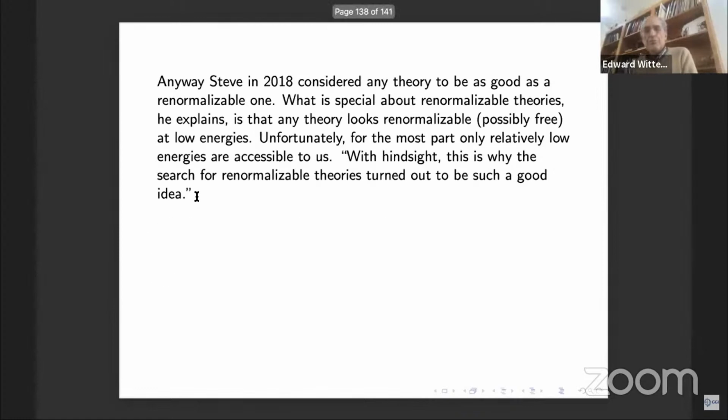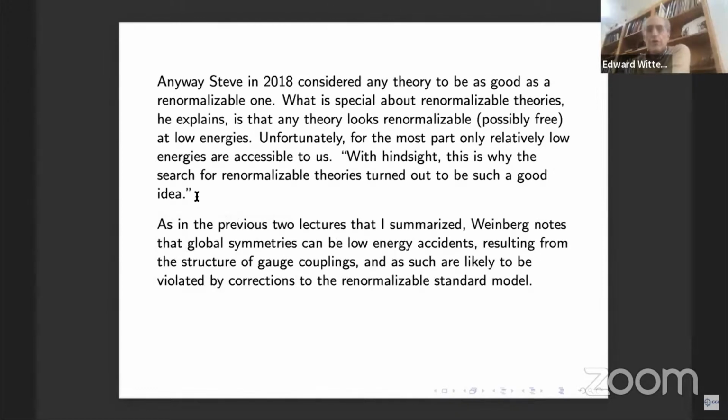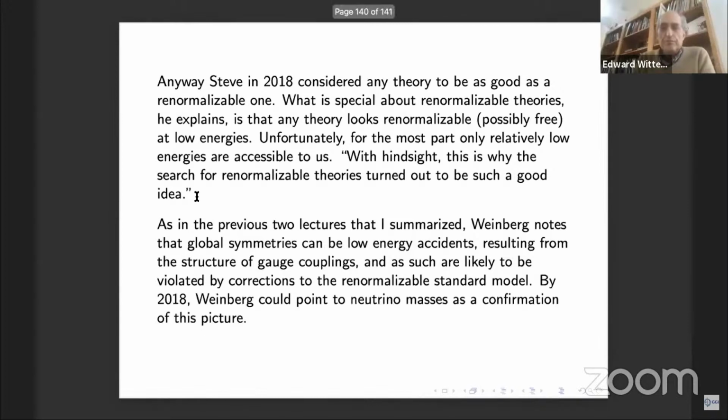Now, as in the previous two lectures I summarized, as well as some others that were described by Howard, Weinberg notes that global symmetries can be low energy accidents resulting from the structure of gauge couplings, and as such are likely to be violated by corrections to the renormalizable part of the standard model. By 2018, he could point to neutrino masses as a likely confirmation of this picture. Unfortunately, only a likely confirmation because there are other conceivable interpretations of neutrino masses.